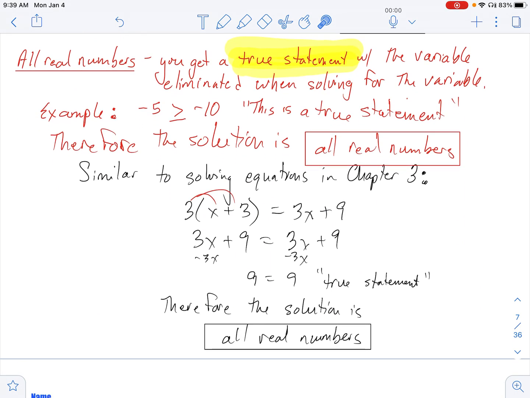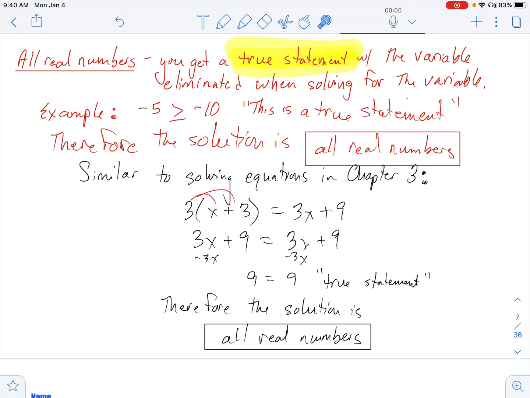If I look at the other case, which is what happens if I get a true statement when the variable has been eliminated, which means you cannot solve for the variable, then we'd end up with all real numbers. Again, I'm going to reference back to chapter 3. If I was solving something like this problem here, and I do the distributive property, and I get 3x plus 9 equals 3x plus 9. If I subtract 3x on both sides, that is good. The variables cancel out on the left, the variables cancel out on the right, and I get 9 equals 9.